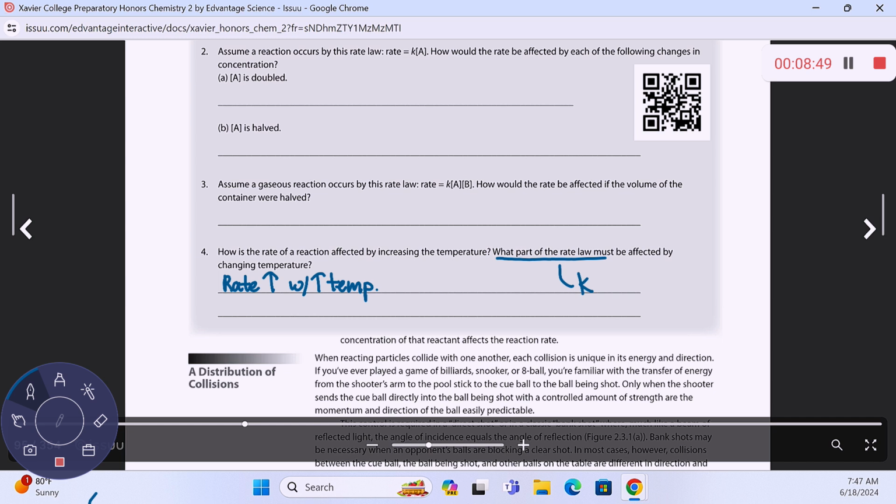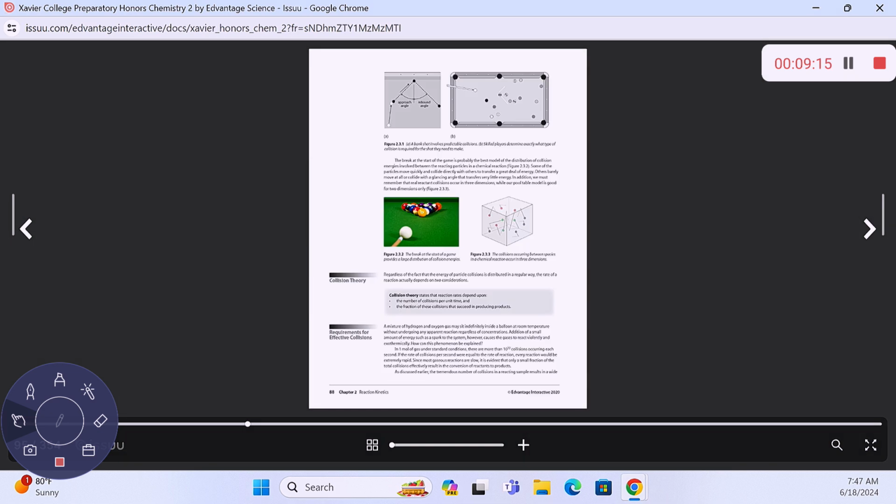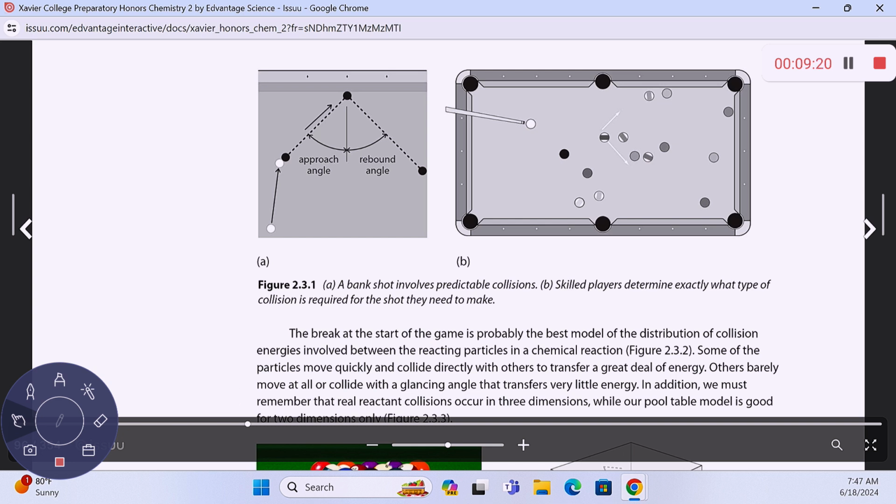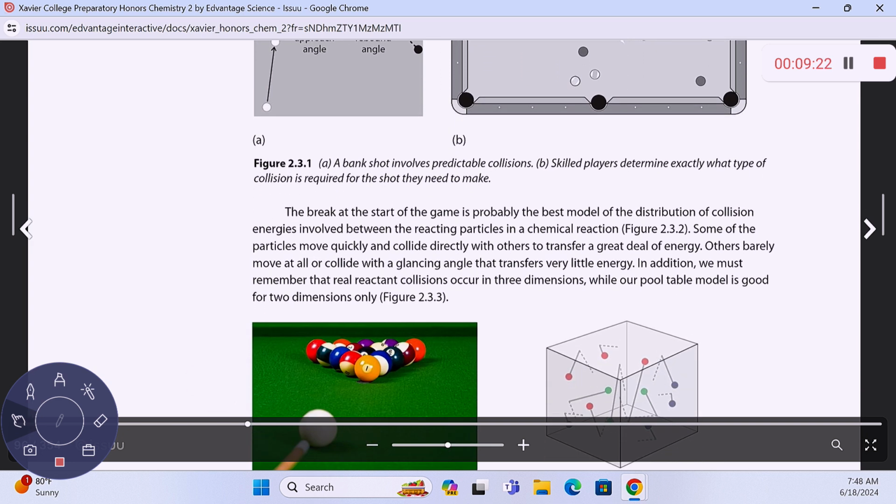Okay, we're going to spend the rest of class talking about reactants colliding. It's not going to take us very long. When you have reactants colliding with each other, each collision is unique. They have their own energies, they have their own directions that they travel after they collide. It's sort of like playing pool. Okay, so if you take a look at the next page, they give you an image of what this looks like. Think of the billiard balls as reactants colliding with each other.